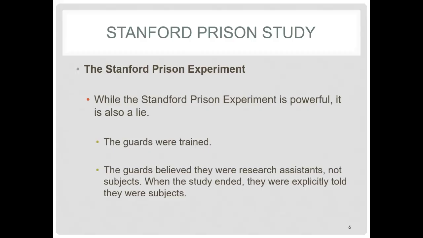But Zimbardo was never upfront about what they trained the guards to do. The guards were trained to get a particular outcome from the prisoners. The guards actually believed they were research assistants, not that they were subjects. It wasn't until the end of the study that they were explicitly told that they were also subjects. So they thought they were research assistants. They did as they were told, and they thought they had to do that. So they were told that they had to kind of break the spirits of these prisoners. And Zimbardo has been very reluctant to admit that.